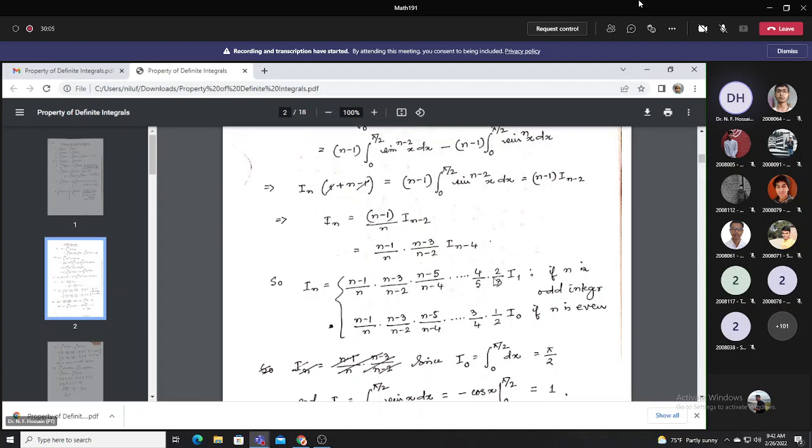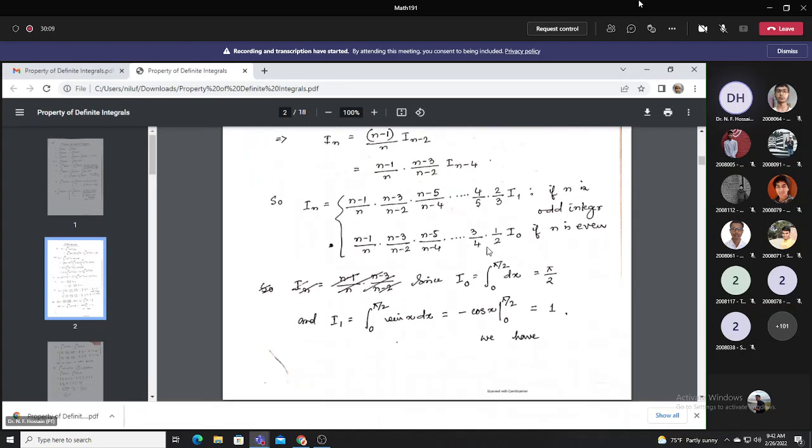Okay, this expression comes when n is an odd integer, but if n is an even integer, even number minus odd number, it will be odd. So after a certain time it will be 5 by 6, then 3 by 4, 3 minus 2 is 1, so 1 by 2, and 1 minus 1 is 0, so then our index of I would be 0. Let us now find the value of I1 and I0.